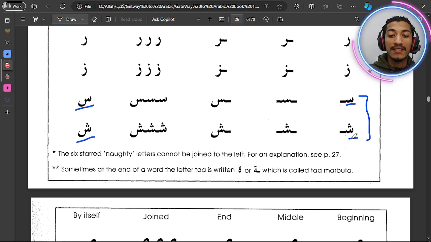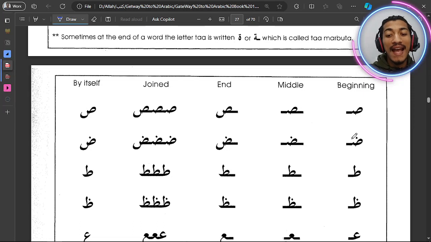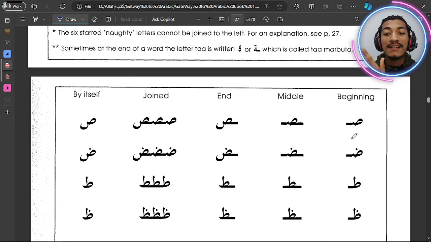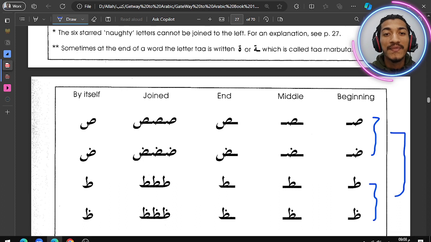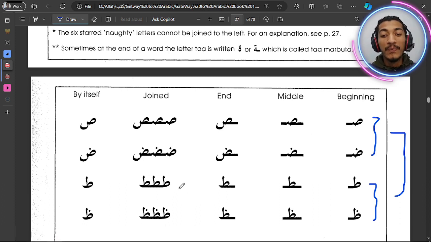Okay, that's perfect. Let's do those, and that's it for today, inshallah. It's Sad and Dad, Ta and Dha, and all of them will be the same at one point. Here we have Sad. This is the full letter that we know, and if we join, we will not go down to the line, we will use the head only, and that is the head of Sad. It will be the same in the middle of the word, and at the end it will be full. Dad has one dot, and that's the main difference.